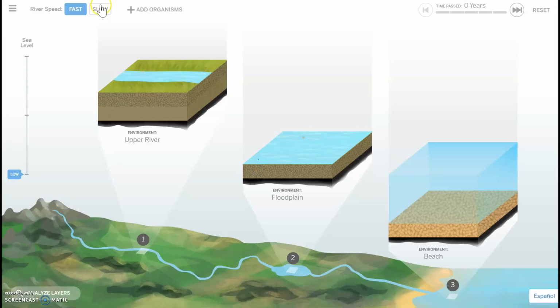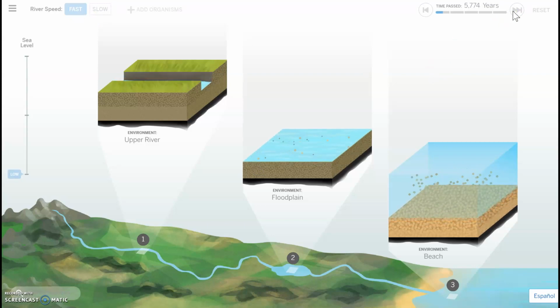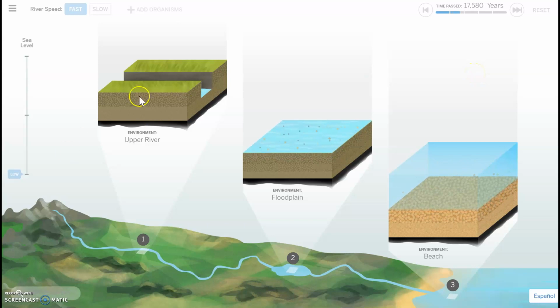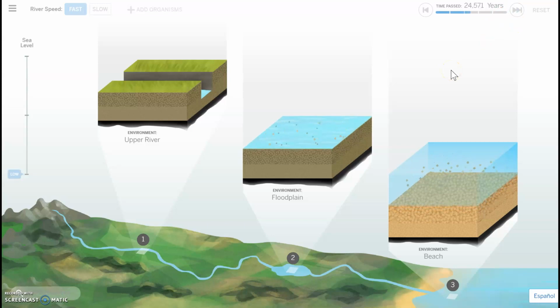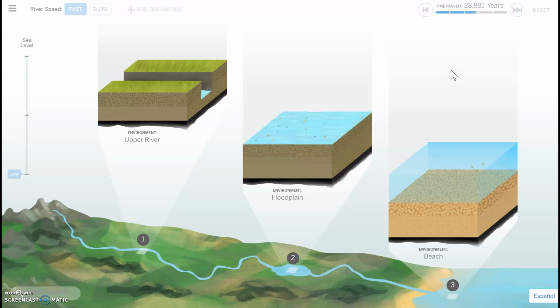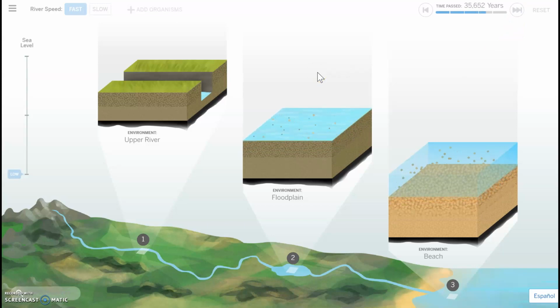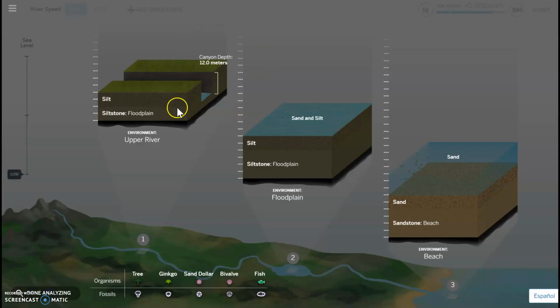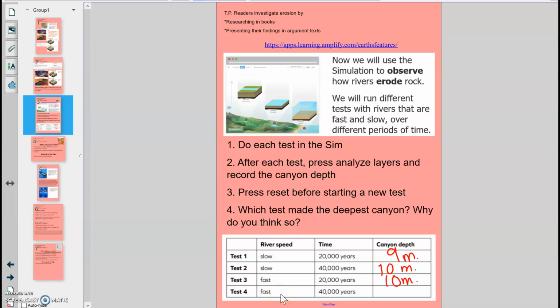Reset. Fast river, and this time we'll do 40,000 years. And remember that water isn't the only way that erosion can happen. It's just the easiest one for us to study. So also wind, ice, and even different types of plants can erode things as well. Okay, we reached 40,000 years. Ta-da! We found the deepest canyon. This one is 12 meters deep.